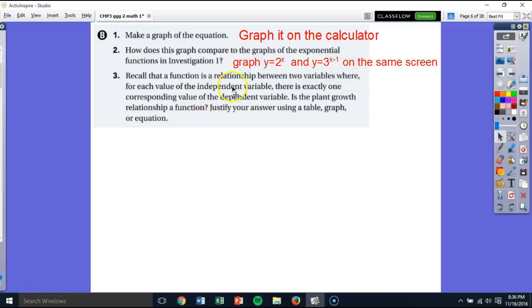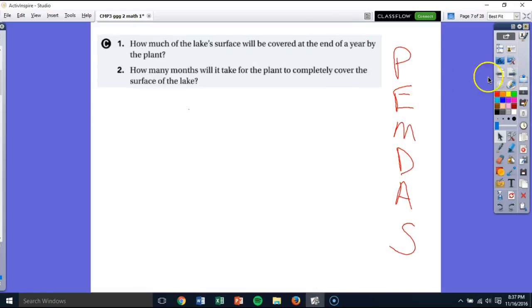And then recall that a function is a relationship between two variables where for each value of the independent variable, there is exactly one corresponding value of the dependent variable. Is the plant growth relationship a function? Now, if you go back to 1.2, you'll look at the vocabulary that describes exponential function. Justify your answer using a table, graph, or an equation. You can use any one of the three or all three. It's up to you. And then part C, how much of the lake surface will be covered at the end of a year? Think about how often the plant growth is doubling.